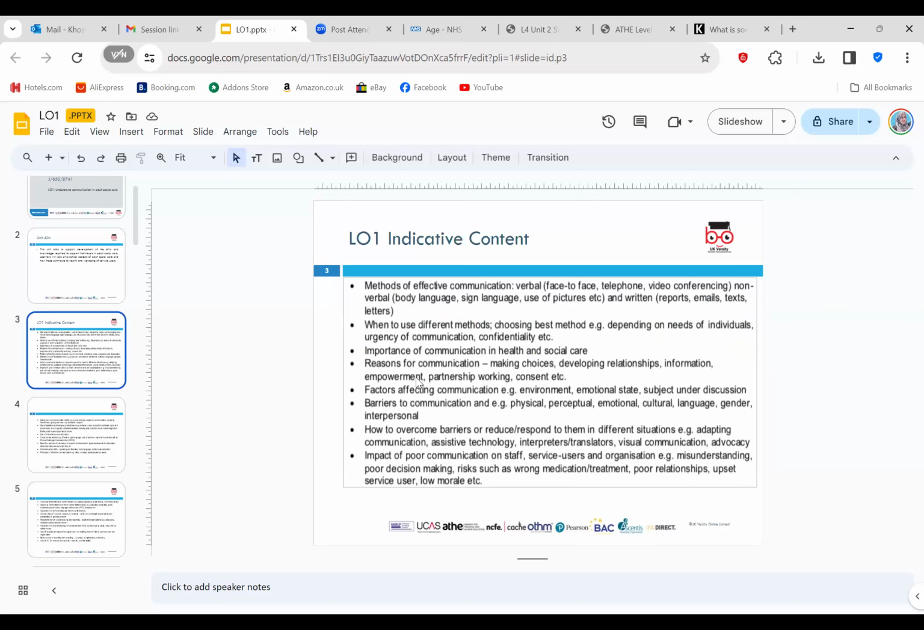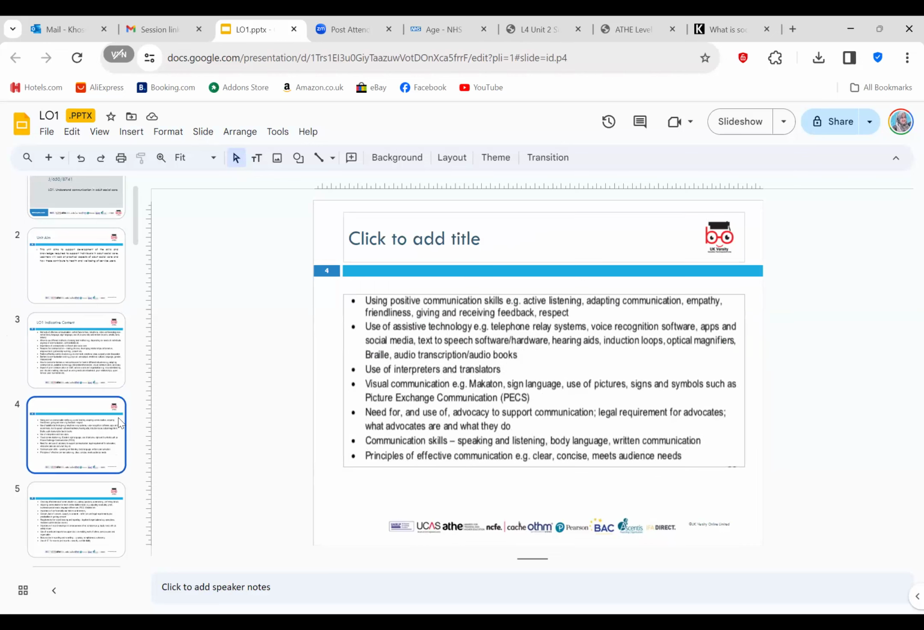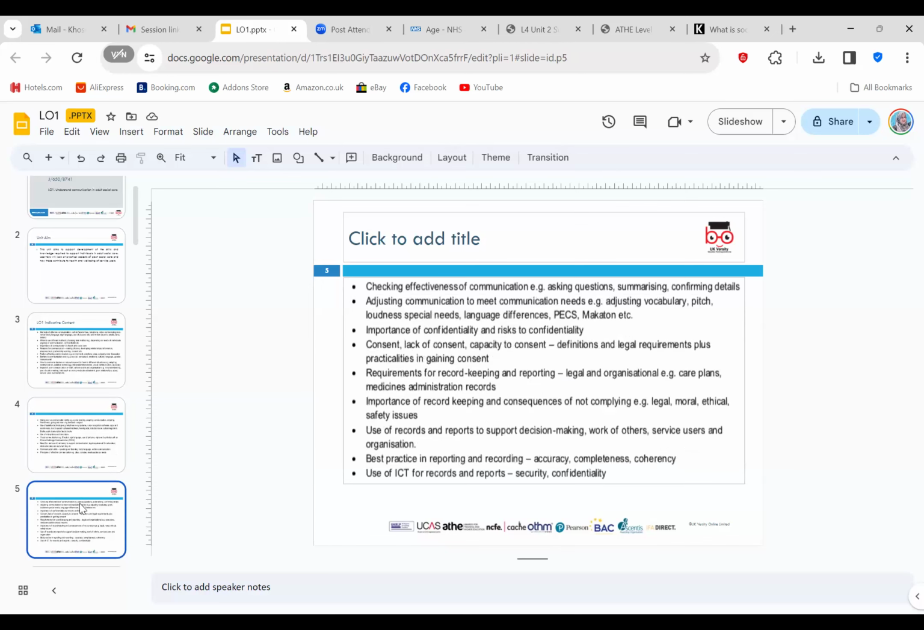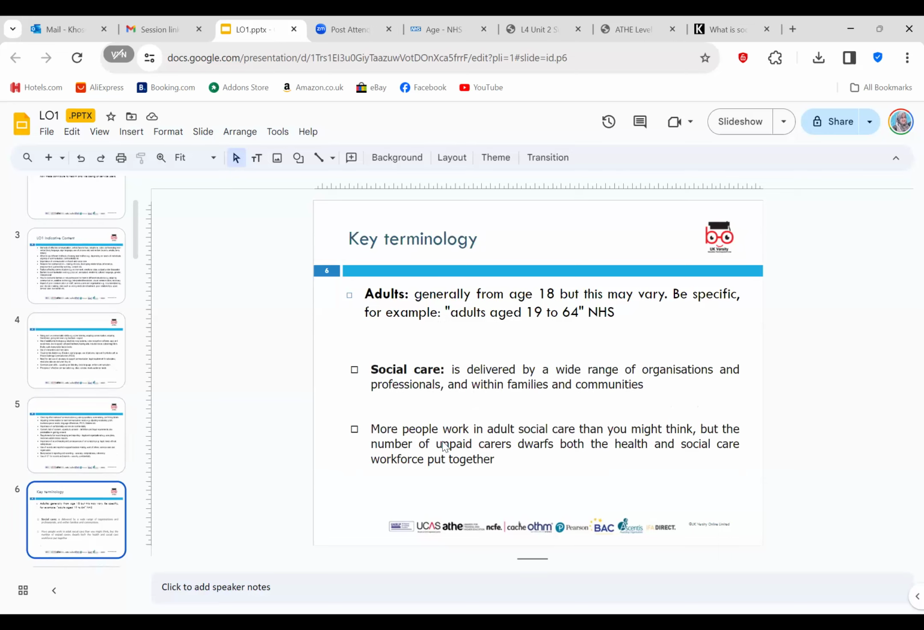If we consider the indicative content, we've talked about communication. That is why I went into a bit more detail. So this is your learning objective 1. We've talked about what we'll cover in communication. This is just a repetition of it. So, a bit about key terminologies.